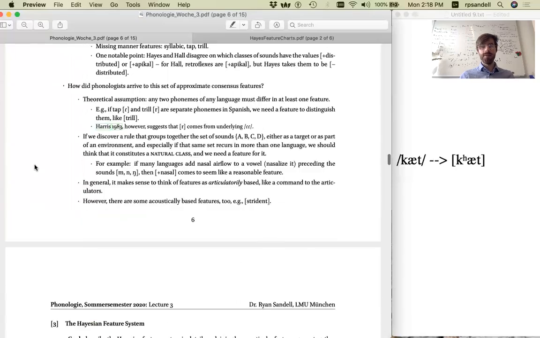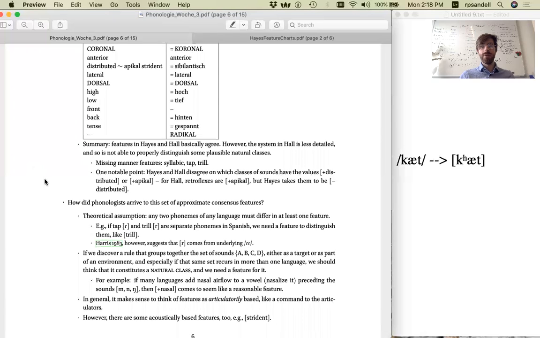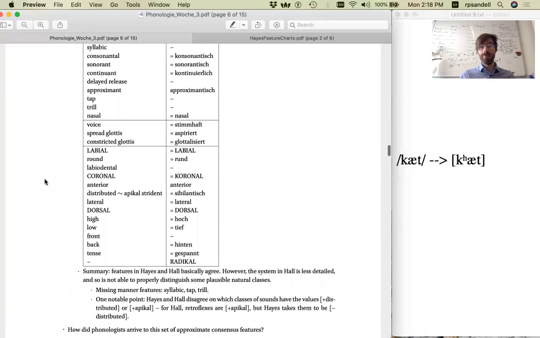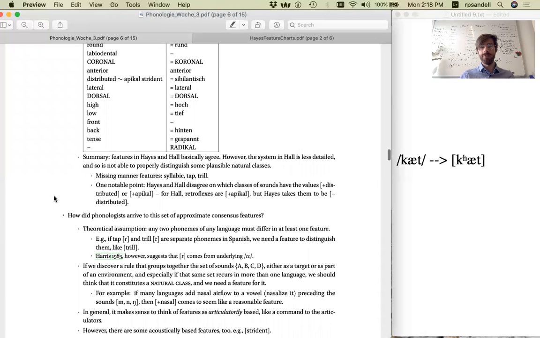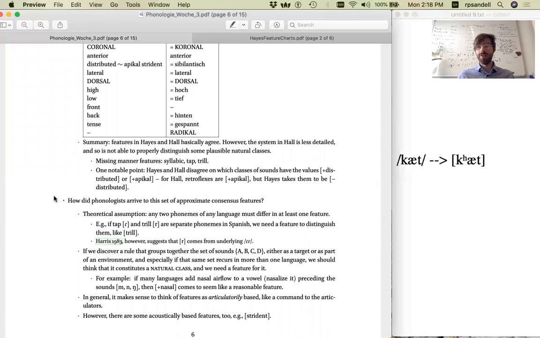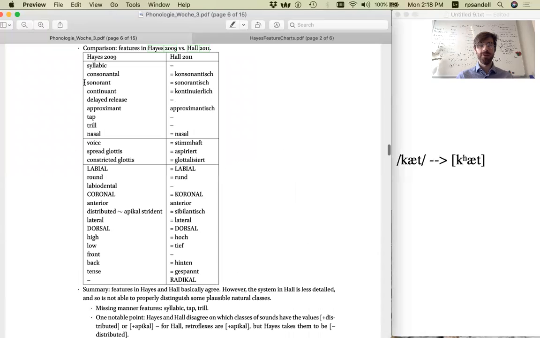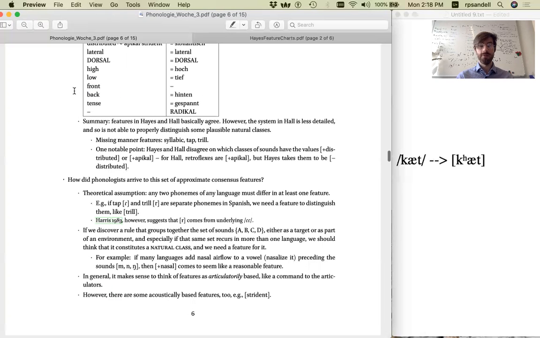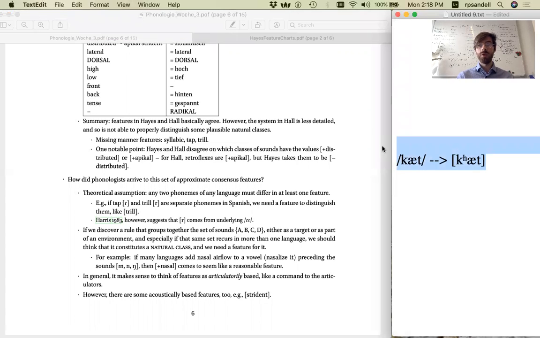So to get some idea of how phonologists arrived at this, since we can see that Hayes and Hall, for instance, agree on a lot of these features, what has led a lot of phonologists to agree on a lot of points that, oh, we need to identify sounds which we'll call sonorants and sounds which we will call continuants, for instance. The underlying theoretical assumption here is just that if there are two sounds in a language which are contrastive with one another, two sounds which are phonemic, then those two sounds need to differ in terms of at least one feature.